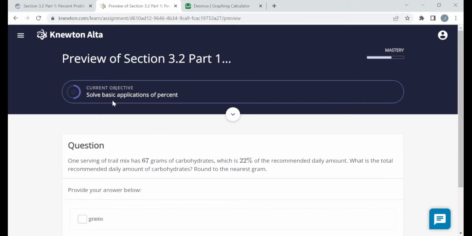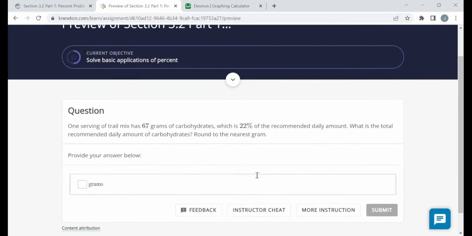Next, back to the solve basic applications of percent. So again, I think the hardest part, as with most word problems, is going to be to translate into an equation. Alright, so here 1 serving of trail mix has 67 grams of carbohydrates, which is 22% of the recommended daily amount. So what is that recommended daily amount? Round to the nearest gram, right? The nearest whole number. Here, the nearest whole gram.